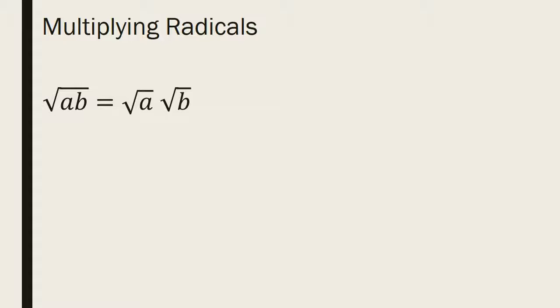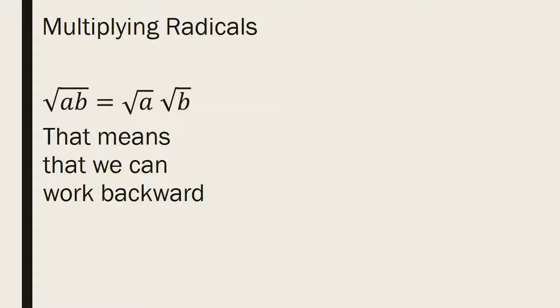So today we're going to work backward. That means that we might be multiplying a radical by another radical, which means that we can have just one radical with both radicands multiplied by each other under the radical.